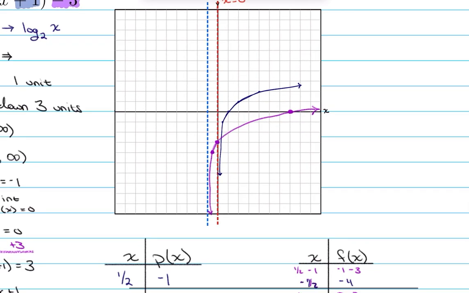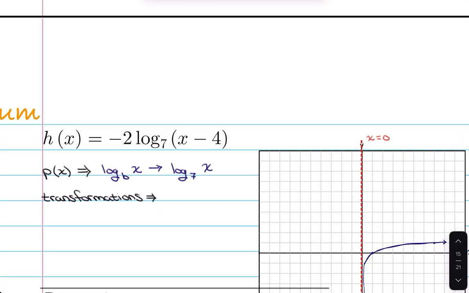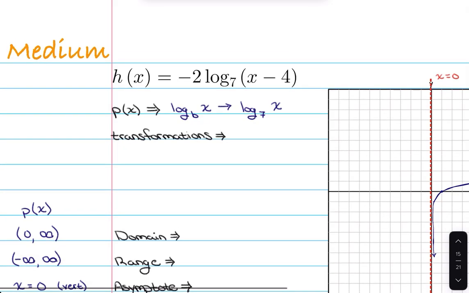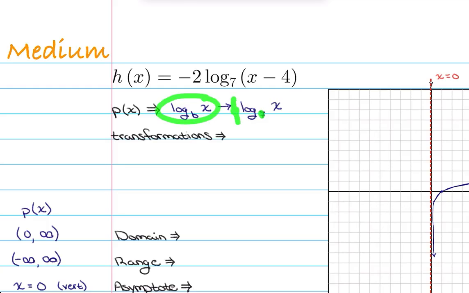Okay, let's take a look at a spicier one. Now I have medium. All right, this is -2 log base 7 of x minus 4. So again, it's a logarithmic function. We know what the base is, so our parent function is log base 7 of x.